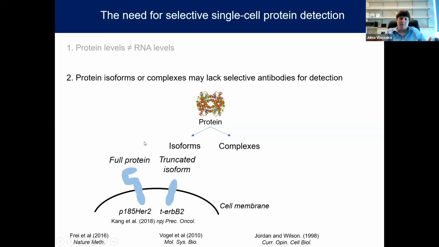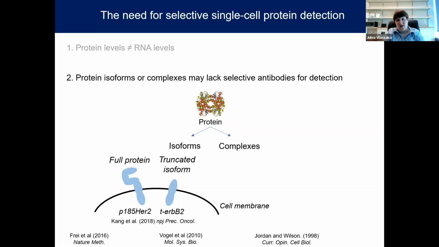One really great example of a protein isoform that lacks a selective antibody for detection is the HER2 protein in breast cancer. This transmembrane protein is amplified in many breast cancers, called HER2 positive breast cancer. You may have heard of that type of breast cancer, or you may work on that type of breast cancer.